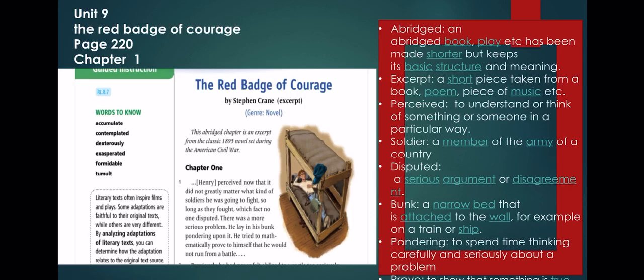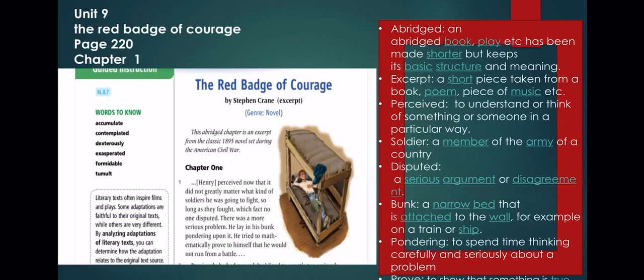As you see on your page 220, I'm going to show you a picture of it. He is lying in his bunk, pondering. He's spending time thinking carefully and seriously about the problem he has. He's trying to think, trying to figure out a solution. He tries to mathematically prove, which is to show that something is true, that he would not run from a battle.